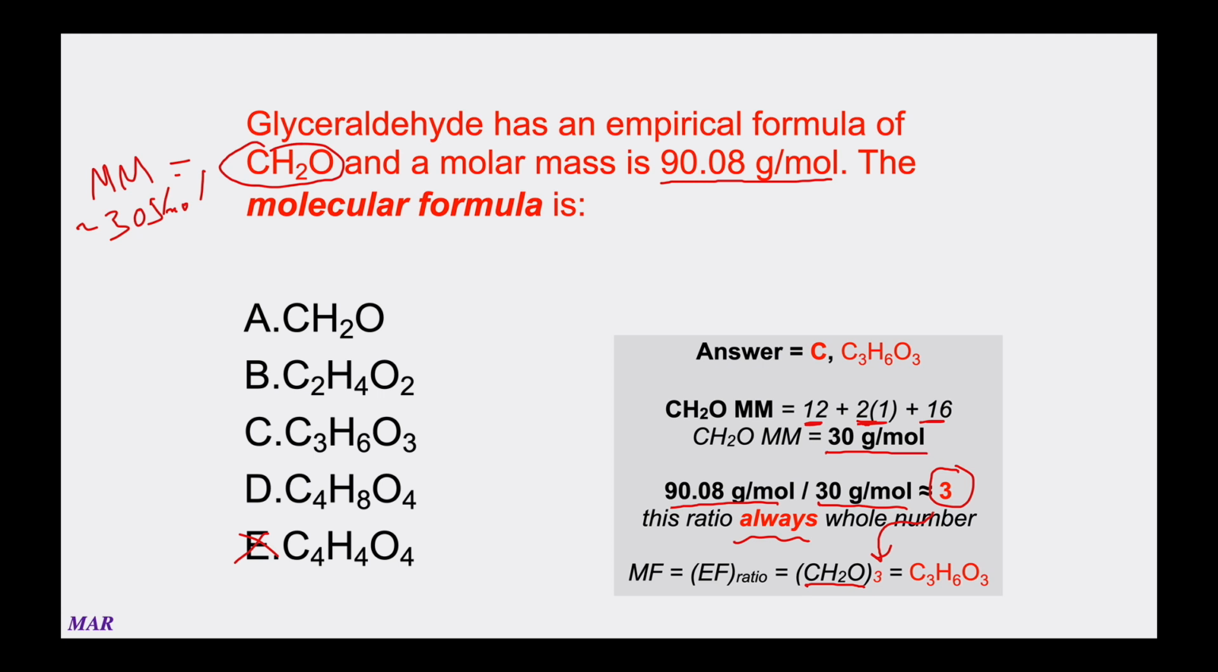Molecular formula has to be empirical formula times some number. Now, sometimes empirical and molecular formulas are the same, and that's legit as well. If we would have found that the empirical formula's molar mass was equal to 90 grams per mole, then we would have said, okay, empirical and molecular formula are the same. But in this case, it was a 3-to-1 ratio. That's why we multiplied the empirical formula by 3.